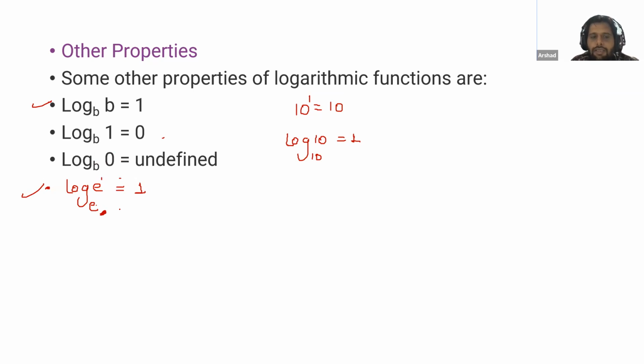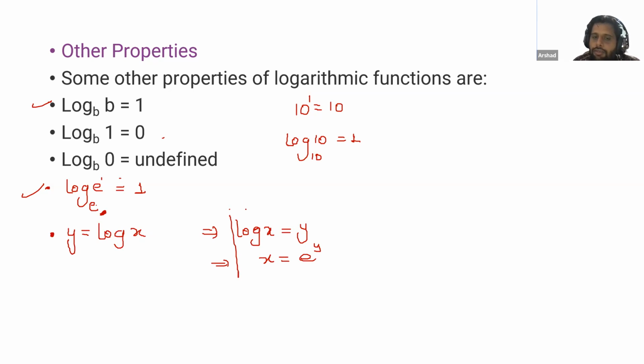Next thing is this natural log and this exponential. This and log are interchangeable. So what does this mean? There's a very important property we will use throughout this book. If we have y is equal to log x, we also can say that log x is equal to y. Then x is equal to e raised to the power y. So remember this: if log x is equal to y, then x is equal to e raised to the power y. Okay, we will do the proof of this.